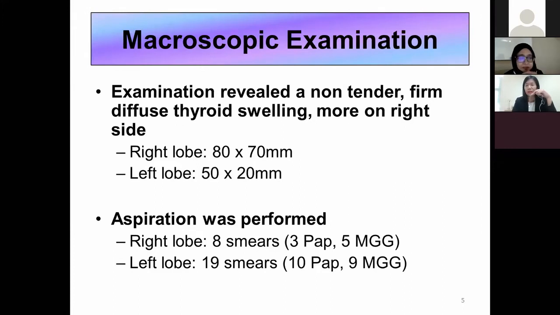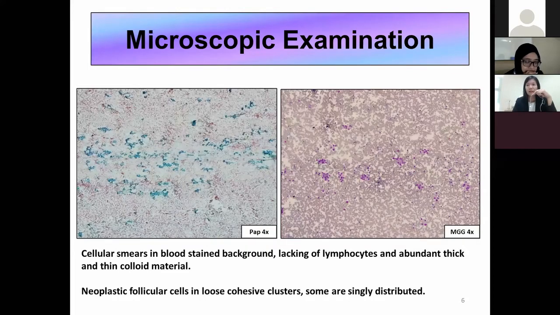On examination, there was a very huge thyroid, more prominent on the right side, and aspiration was subsequently performed. So you can see there are cellular smears with a very blood-stained background. As Prof. Sharifah had said, it's a clean background without much colloid. And also there are no lymphocytes in the background to suggest another entity, which I'll share later.